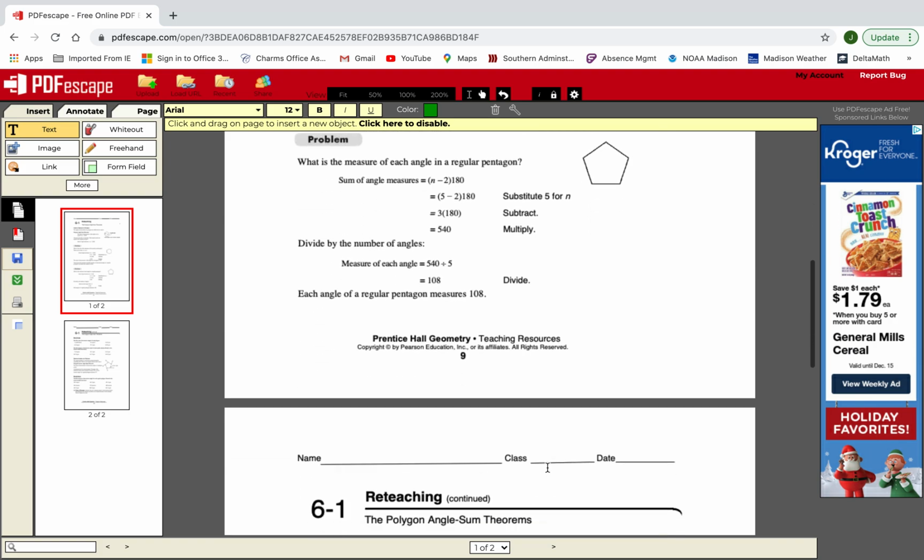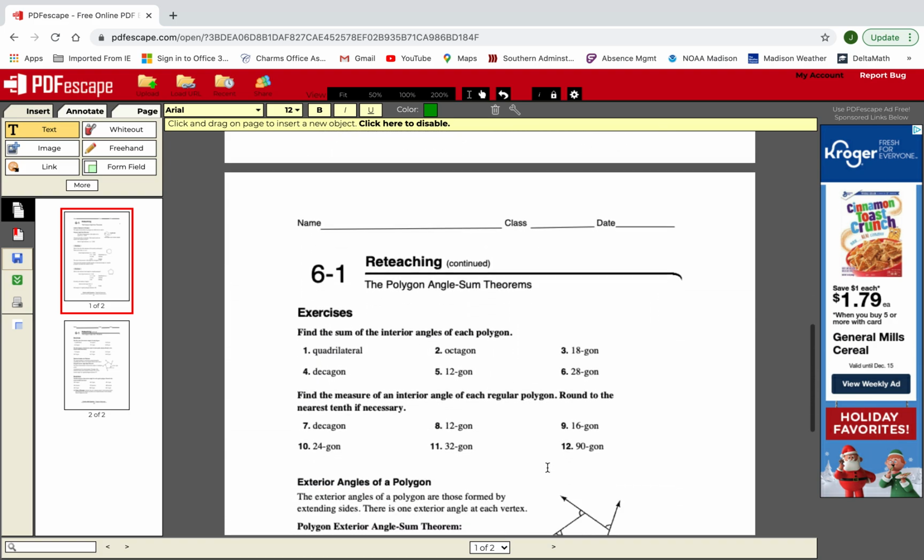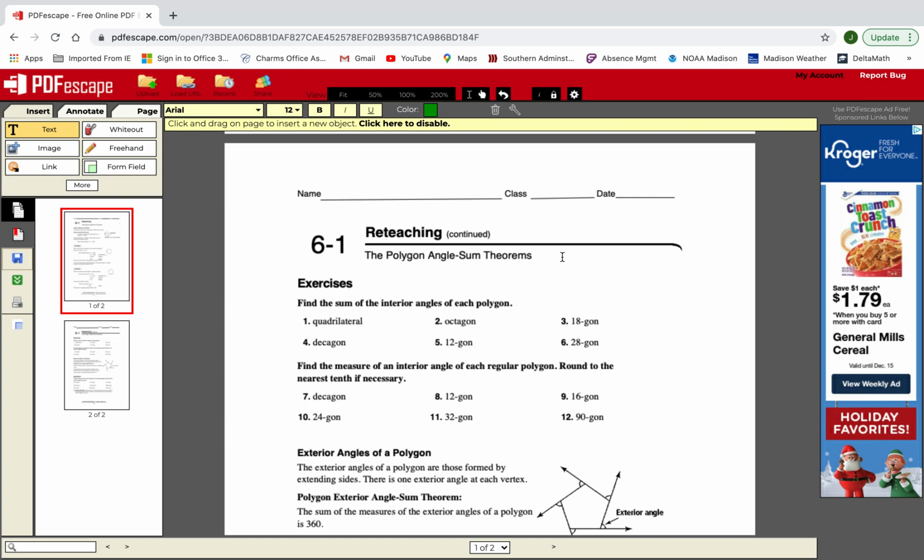All right, so we're going to practice this a little bit. The polygon angle sum theorems, okay? So the sum of the interior angles of a polygon is simply the number of sides minus 2 times 180. If you just want one interior angle of a regular polygon, then you're going to find the sum, which is the number of sides minus 2 times 180. And then whatever you get, you're going to divide that by the number of sides, okay?